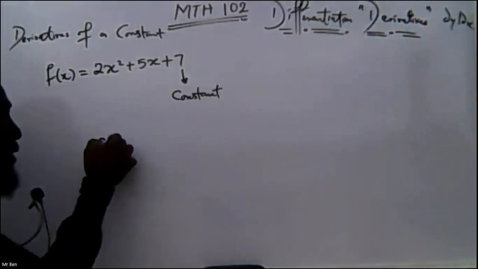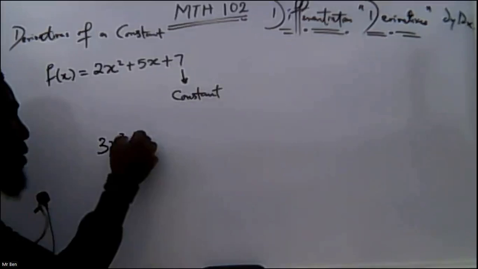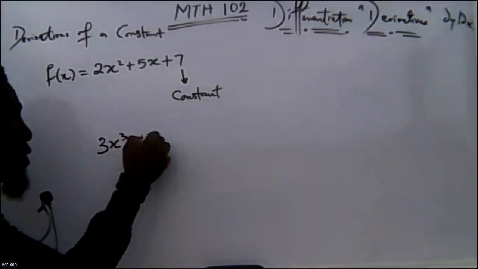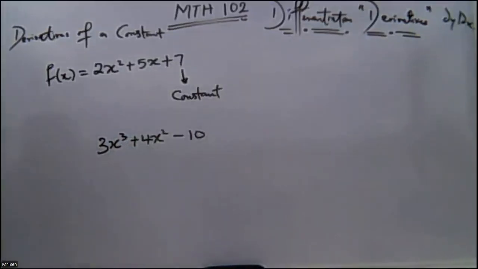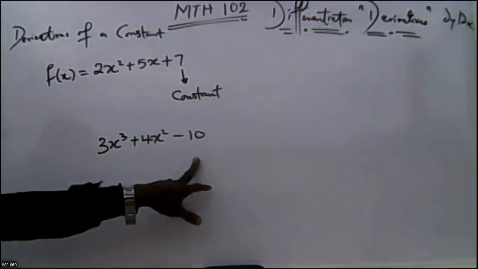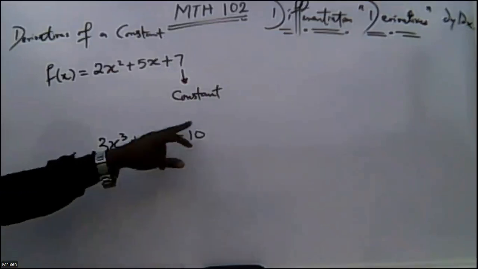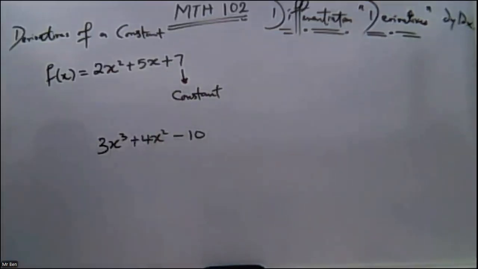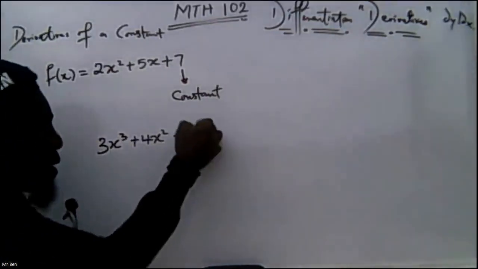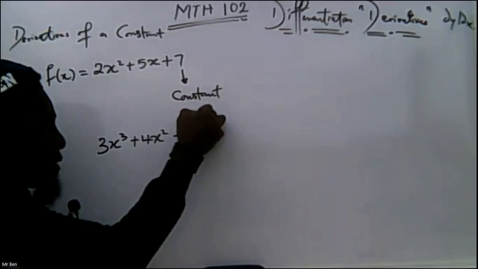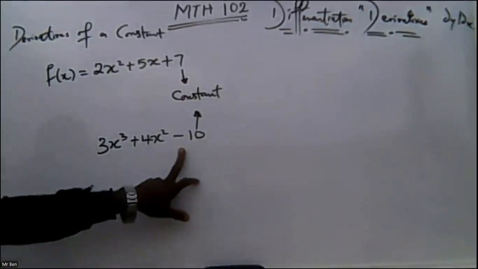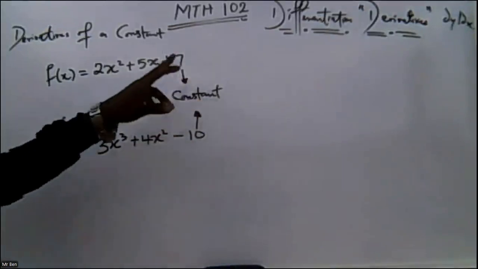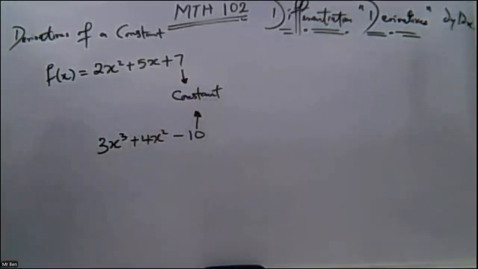Let's have something like this: 3x cubed plus 4x squared minus 10. This 10 is not attached to any variable. This 7 is not attached to any variable. That is, they are not coefficients of x or y. So they are called the constants. So this minus 10 is a constant. This 7 is also a constant. Do you understand that?